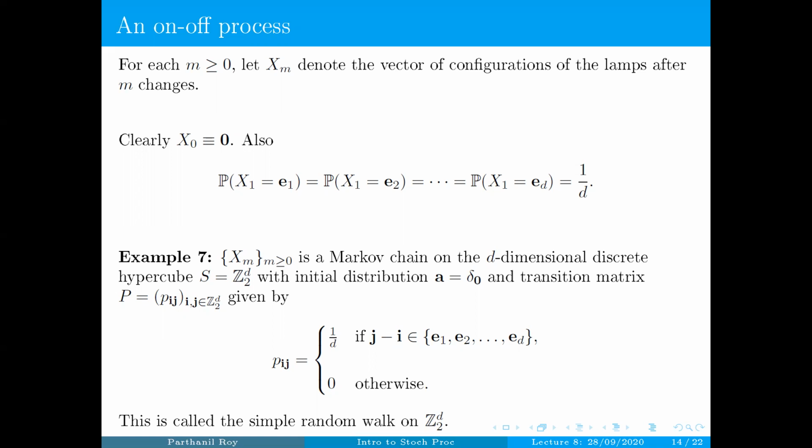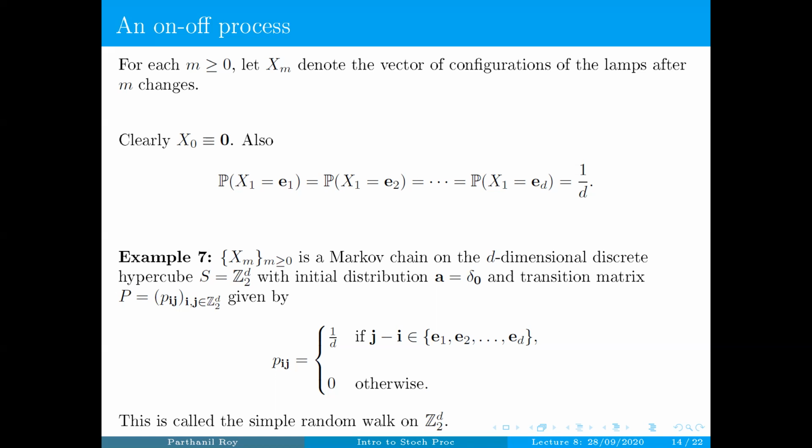Now, one of the questions that one can ask in physics is, say, you start with all negative spin particles. And then, of course, you apply this on-off process because of the external field. And then you can ask, what is the expected time for all the particles to have positive spins? This is a question that one can answer using Markov chain theory.